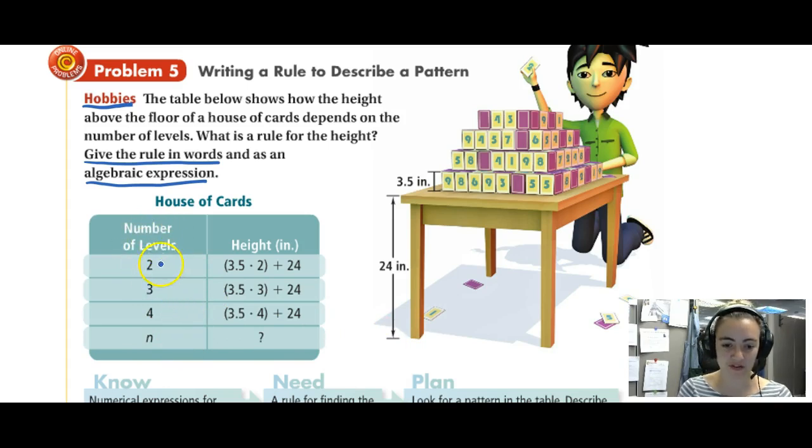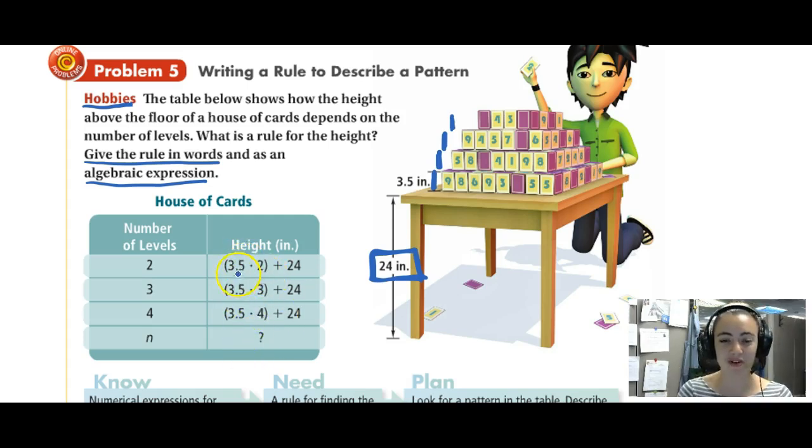So they're saying for the number of levels, we're going to have our 24, because that is our set number there. The table's always 24 inches, and we're going to add 3.5, the height of one card, times how many cards do we have? Well, first 2 levels, we have 2 cards, so 2 times 3.5 inches. For the third level, we got to multiply by 3, because now we have to add 3.5 plus 3.5 plus 3.5. For 4, I have to make sure we're keeping track of another 3.5 inches for our card on top.